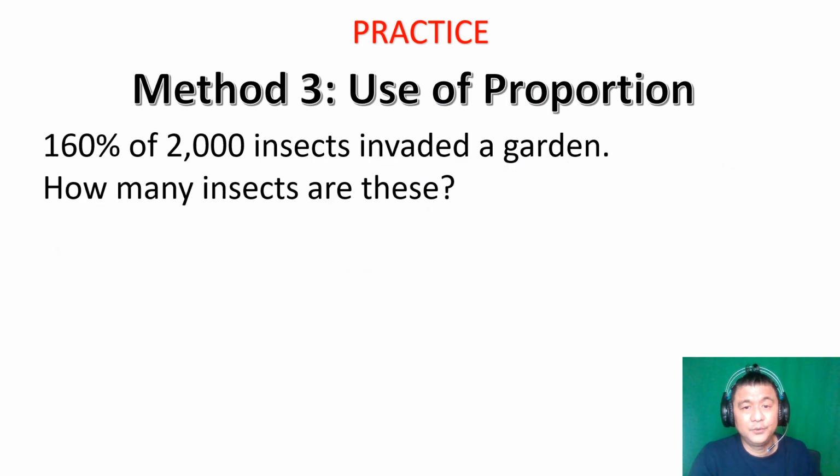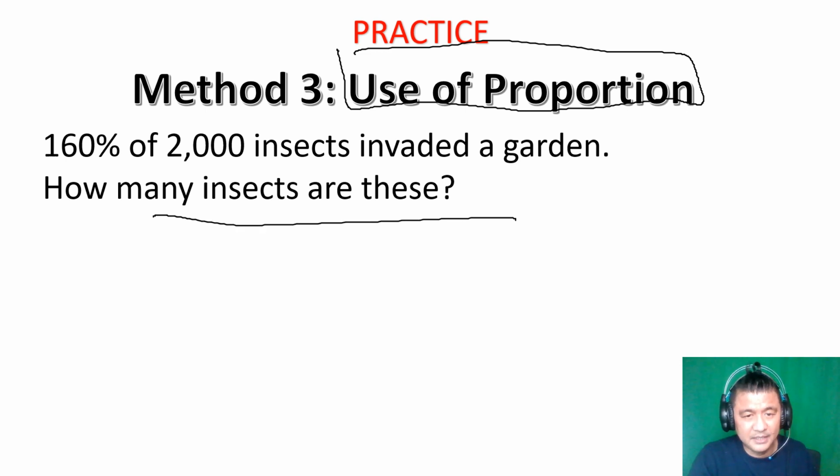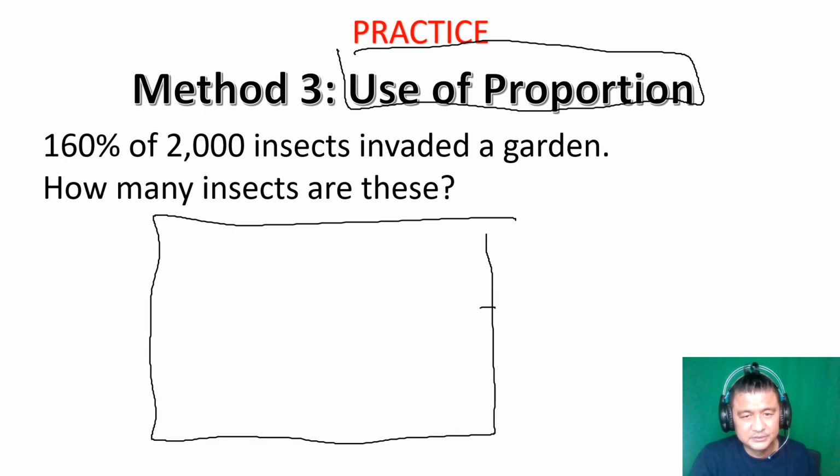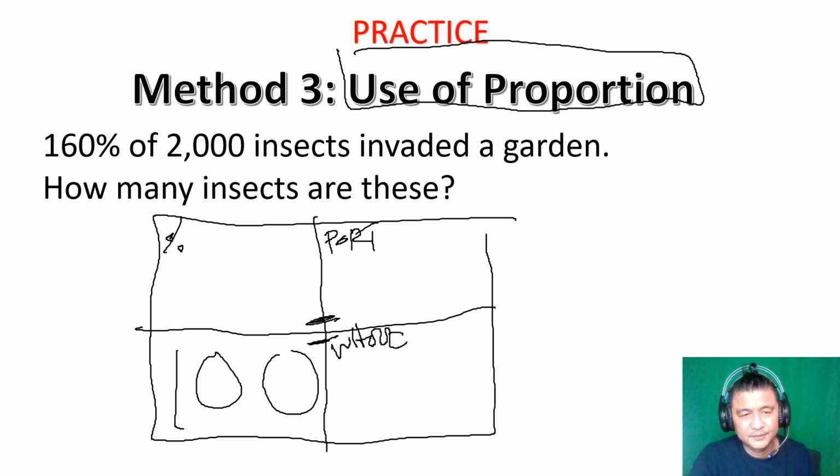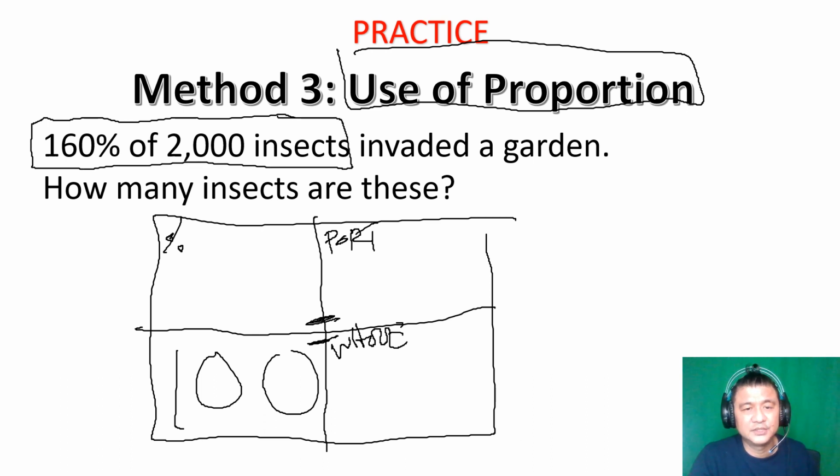Okay, so now we want to use a proportion. Okay, proportion way. Again, make a box. Proportion way is two equal ratios. So that's equal. Percent sign over 100 is equal to the part over the whole. Okay. All right. So let's write down 160. Look at this. 160% of 2,000 insects.